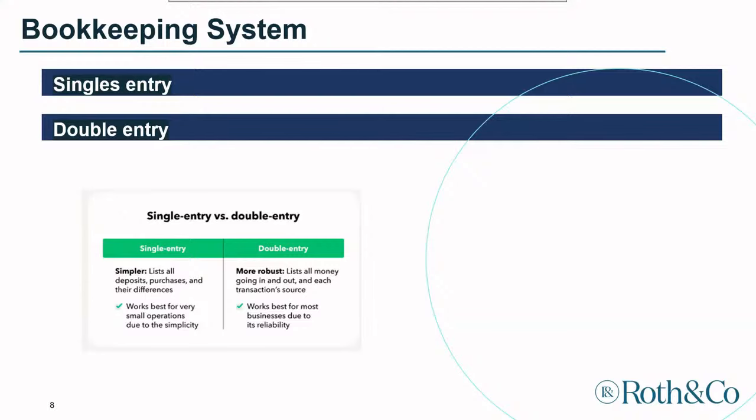So the double entry system is more complex because it has built-in checks and balances. And it is more accurate than the single entry method. Most businesses use the double entry method of bookkeeping.